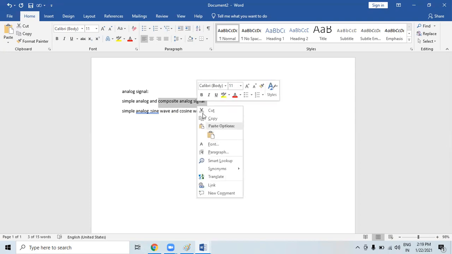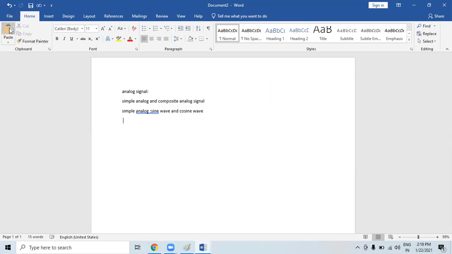Let's see here. In this we have square, then array, complex shapes, triangular. All these points are there. Okay, so let's see first the analog signal: simple analog signal and composite analog signal.